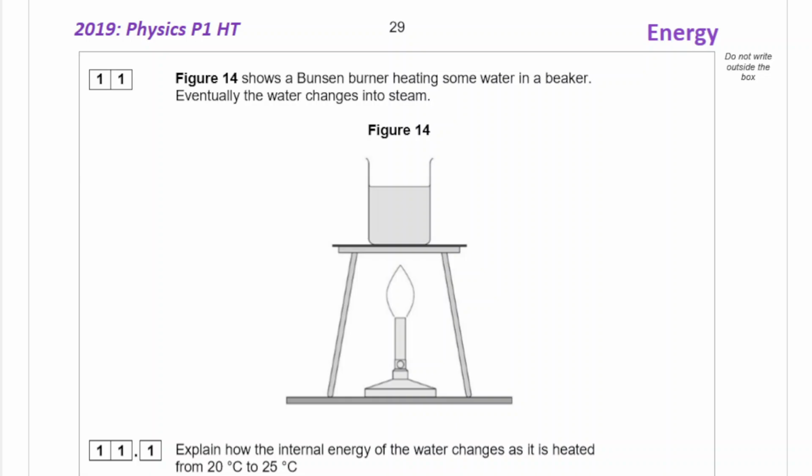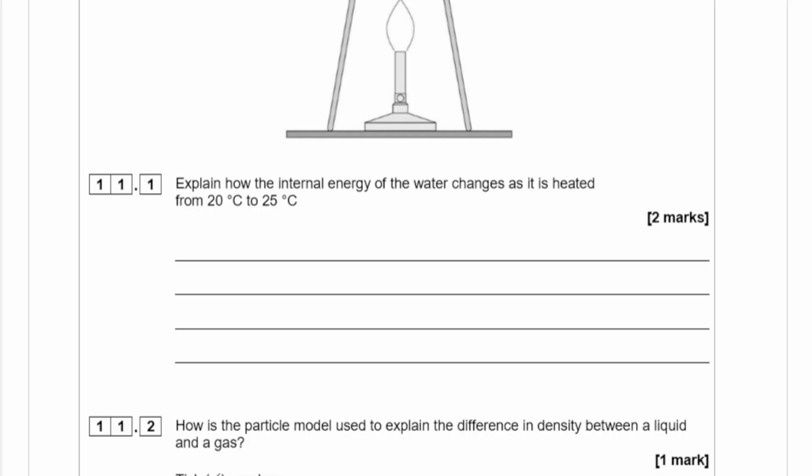In this video, I'm going to go through the AQA Physics paper on higher tier from 2019. Question number 11 is on the topic of energy. Figure 14 shows a Bunsen burner heating some water in a beaker. Eventually, the water changes into steam. Explain how the internal energy of the water changes as it is heated from 20 degrees to 25 degrees.